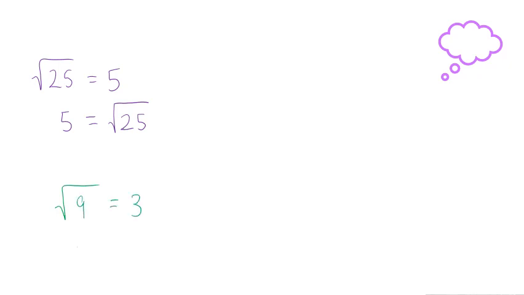So I want you to just think first. The square root of 25 equals 5. I could rewrite this as 5 equals the square root of 25. The square root of 9 equals 3, and I could rewrite it as 3 equals the square root of 9. The square root of 16 equals 4. I could write it as 4 equals square root 16. So I've just found a way to write numbers under the surd symbol.